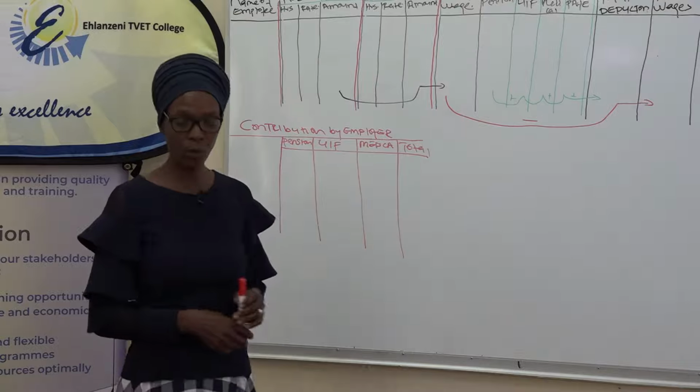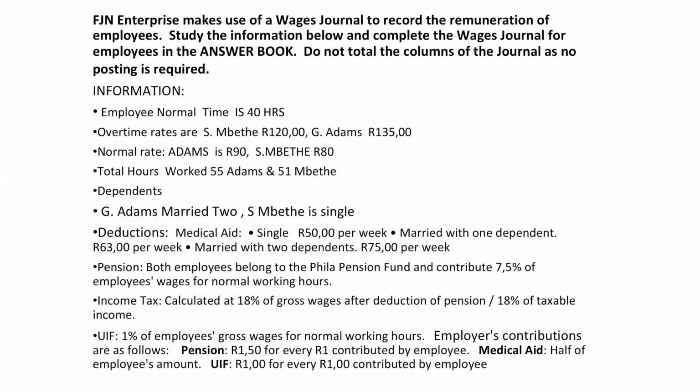Then you have to add all the contributions by the employer. Okay, let's go to the exercise so that we can see how to prepare the wages journal. Here we have been given an exercise. I've extracted it from one of the previous question papers for 2015. They said FJN Enterprise makes use of a wages journal to record the remuneration of employees. Use the information below and complete the wages journal for employees in the answer book. Do not total the columns of the journal as no posting is required.